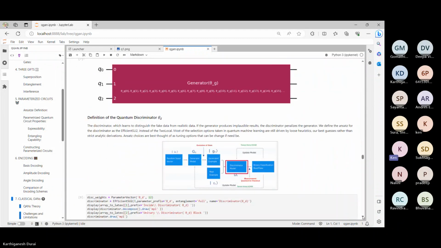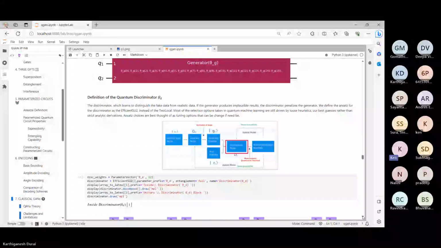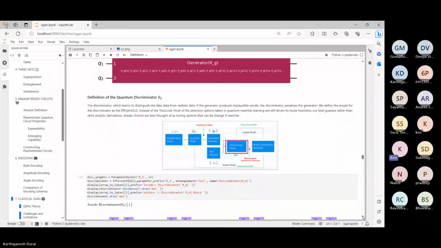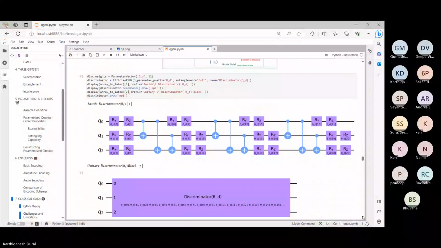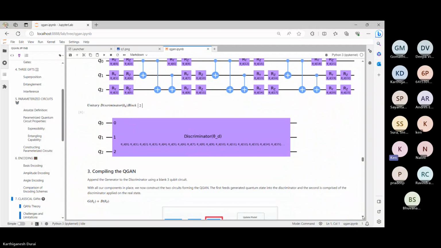And so we've defined our generator. Now the discriminator, we're just going to use the efficient SU2, just like we did, well, similar with the generator, but the process is all the same. Okay, entanglement full, 3 qubits, and so on and so on. Okay, let's scroll down, keep going through the generator. And this is our generator circuit here.